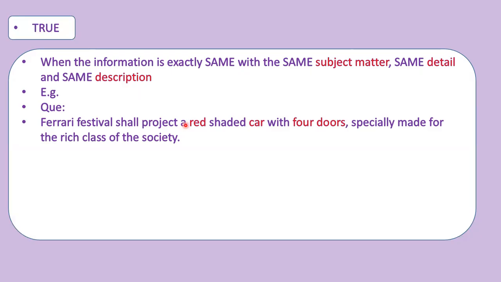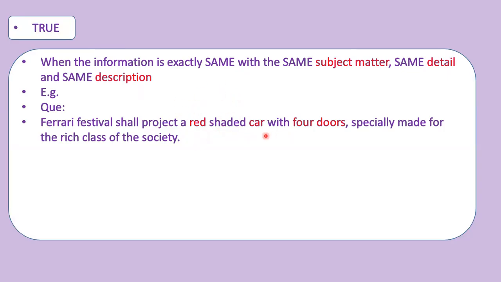Now, let me come again. This shall project a red shaded car. So red shade is what? Is it a color, quantity, quality, or something else? It is a color. So color becomes my description and the detail is red. What is its detail? It's red.